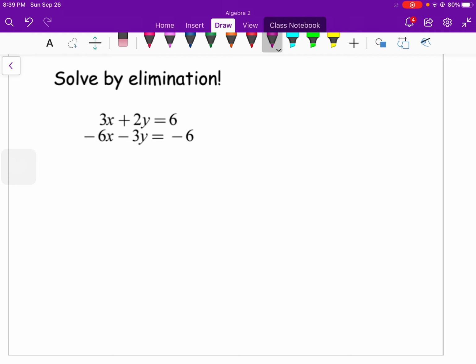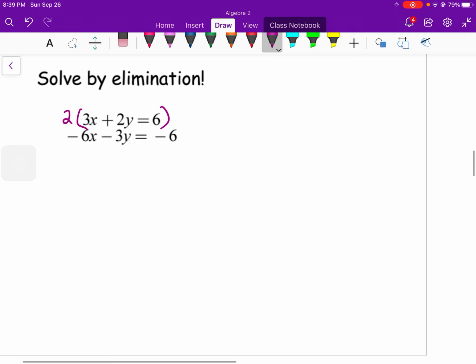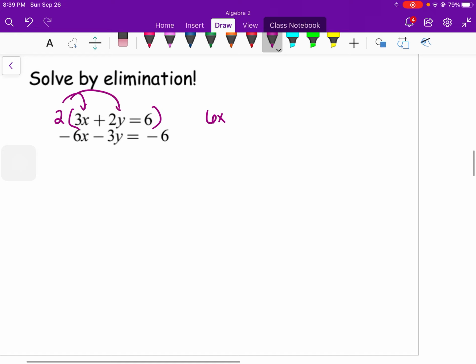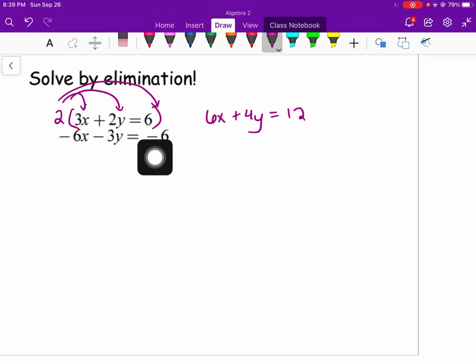I'm going to eliminate the x's because I notice I have a negative 6x, and I know I can make the 3x into a positive 6x if I multiply it by 2. So if I take the whole top equation and multiply it by 2, I'm going to get 6x, I'm going to get 4y, and I'm going to get 12. Don't forget to do it to everything, all three terms. And then I already have a negative 6x here, so I'm not going to change the bottom equation at all.